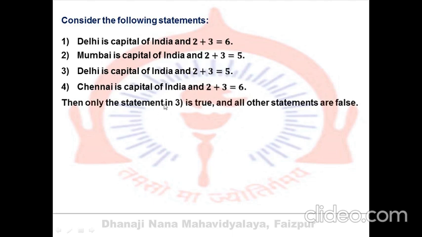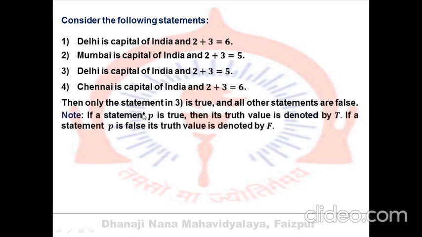So here only statement 3 is true and all other statements are false, because in the first statement we have 2 plus 3 is equal to 6. So this is a false statement. In the second example, Mumbai is the capital of India. So this is nothing but a false statement. And in the fourth one, Chennai is the capital of India. So this is nothing but a false statement.